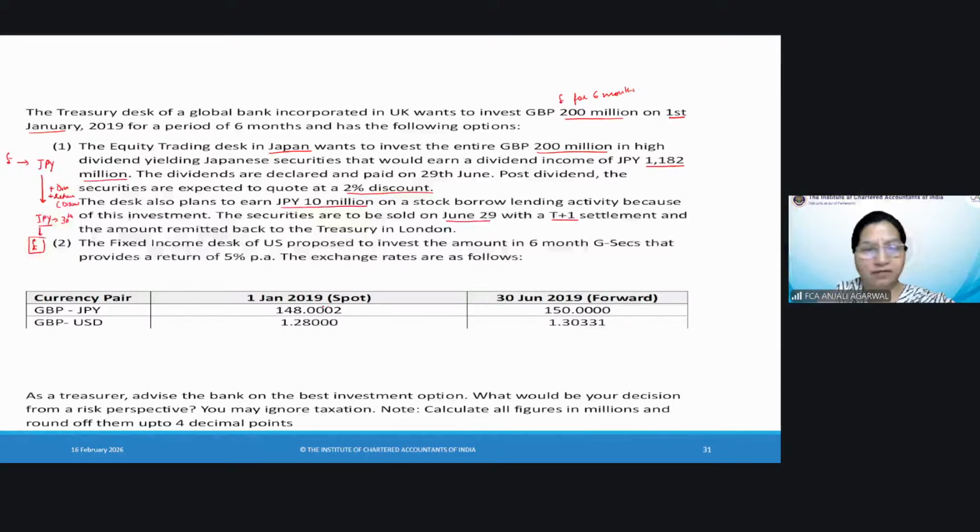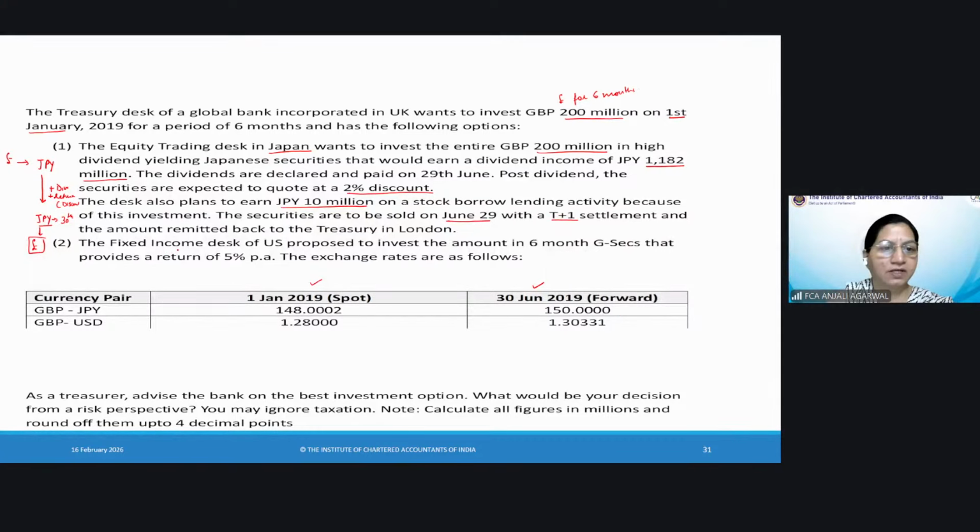Once again, here we don't have the bid and ask. We just have on 1st January and on 30th June. So this will be converted first using the rate of 148. 1 pound is equal to 148.0002 Japanese yen. There are 4 decimals, so pip is 0.0001. And on 30th June, 150.0000. This is the first alternative.